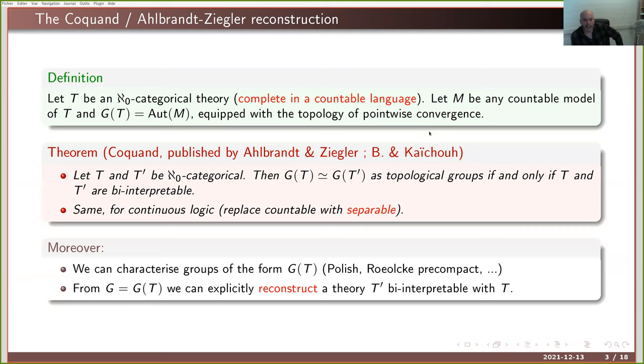Okay, and there is a moreover that actually I'm not going to be able to generalize today, which is the characterization of groups of this form. These are the Roelcke precompact Polish groups for continuous logic and a restricted class of those for classical logic. And what I call these things reconstruction, because you actually have an explicit way in which one of the implications is based on the fact that from the group you can explicitly reconstruct a theory that's bi-interpretable with your original one. So it determines the bi-interpretation class.